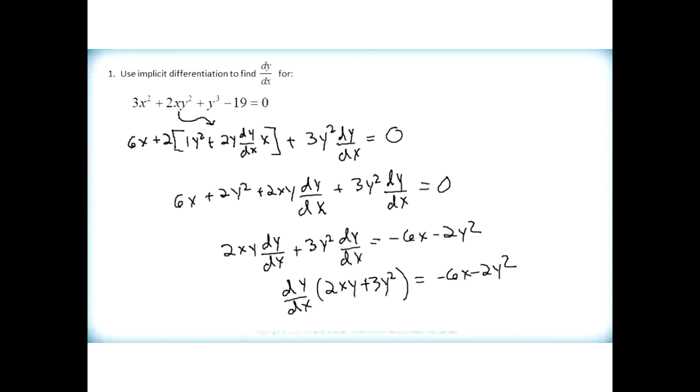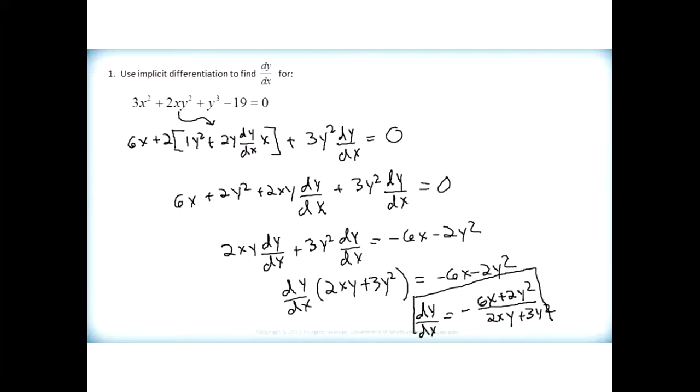And in the end, our last step here, we can say our derivative dy over dx will be equal to, I'm going to factor out the negative 1 there probably again. I like to keep it tidy there. So we've got 6x plus 2y squared with the negative 1 factored out, all over 2xy plus 3y squared. And voila, there it is. We have our implicit derivative.